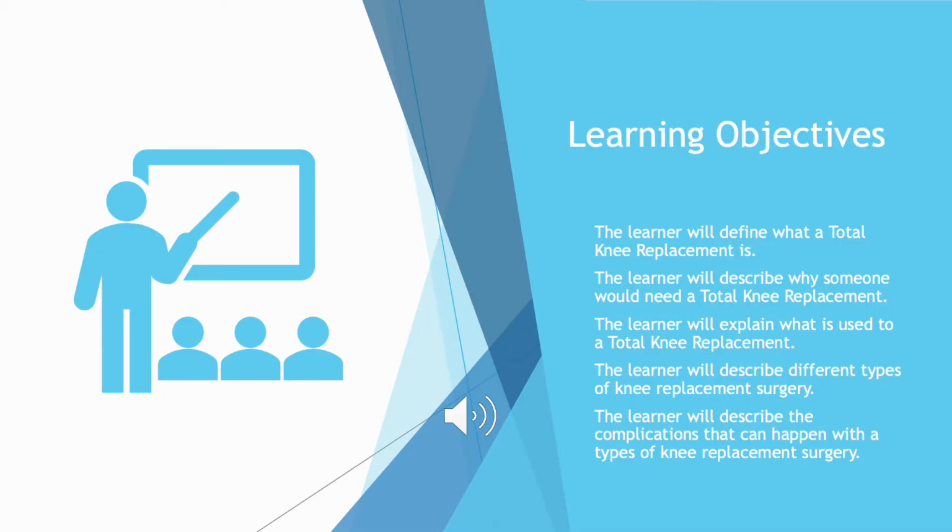The learning objectives for this presentation will be: the learner will be able to define what a total knee replacement is. The learner will describe why someone would need to have a total knee replacement. The learner will be able to explain what is used for a total knee replacement, as well as describe the different types of knee replacement surgeries. The learner will be able to describe the complications that can happen with the types of knee replacements as well.